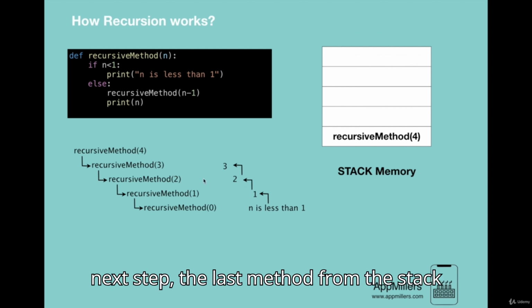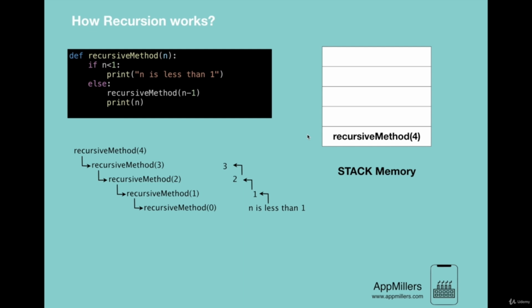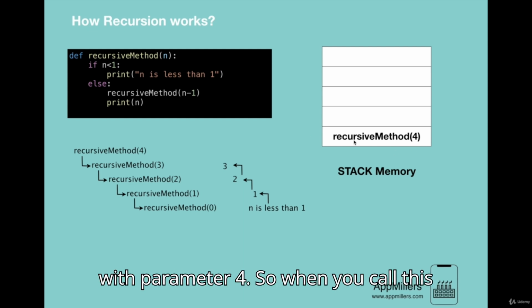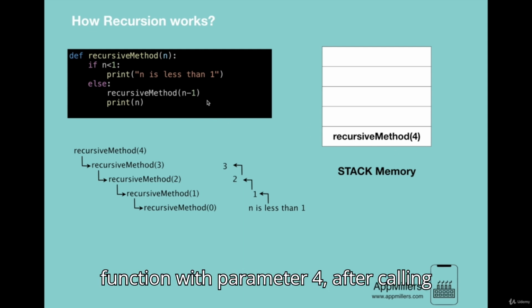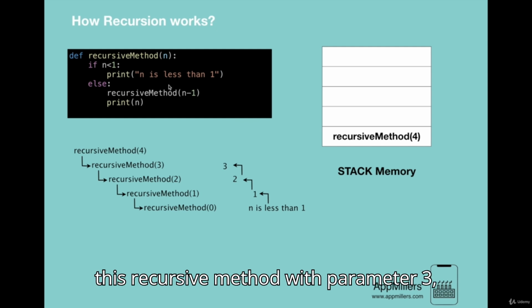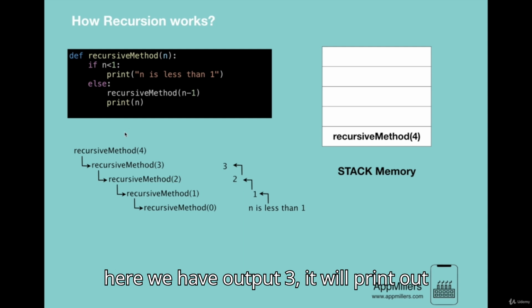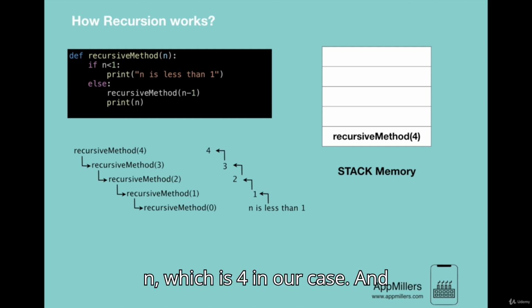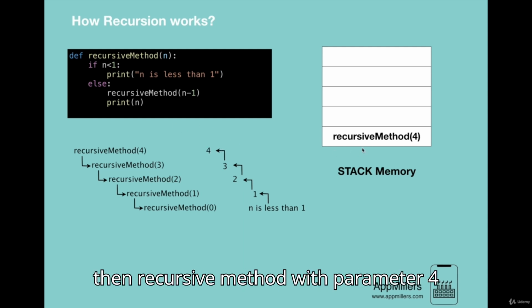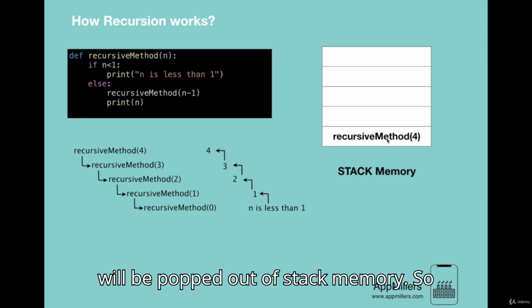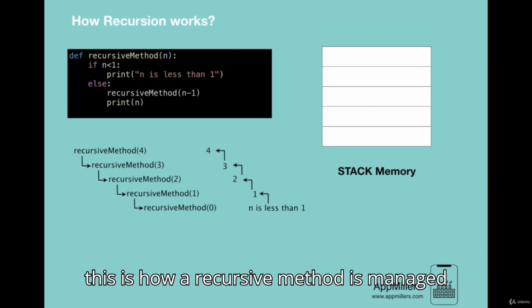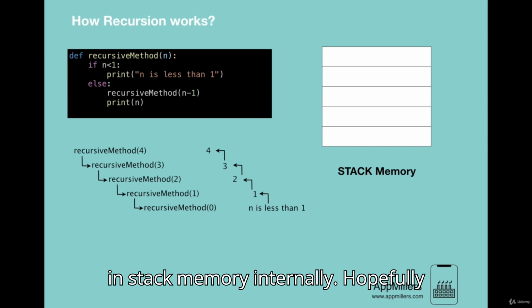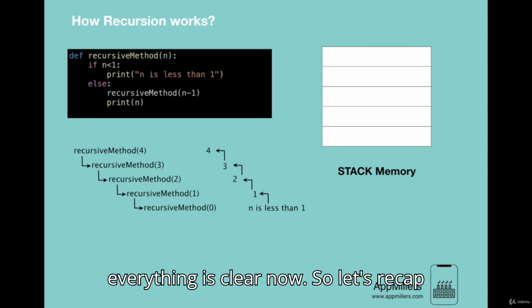And as a next step, the last method from the stack will be called, which is the recursive method with parameter 4. So when you call this function with parameter 4, after calling this recursive method with parameter 3, here we have output 3, it will print out n, which is 4 in our case. And then the recursive method with parameter 4 will be popped out of stack memory. So this is how a recursive method is managed in stack memory internally. Hopefully everything is clear now.